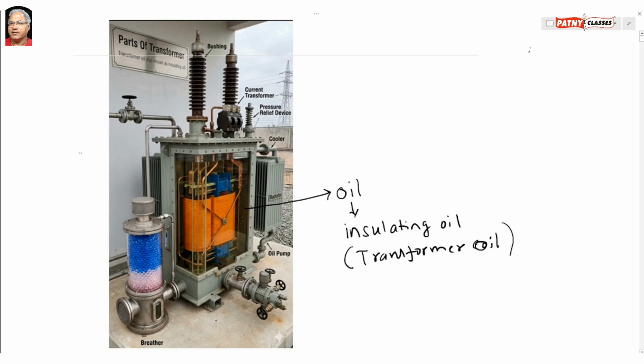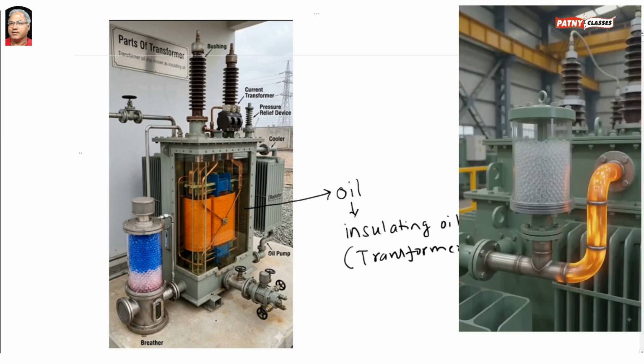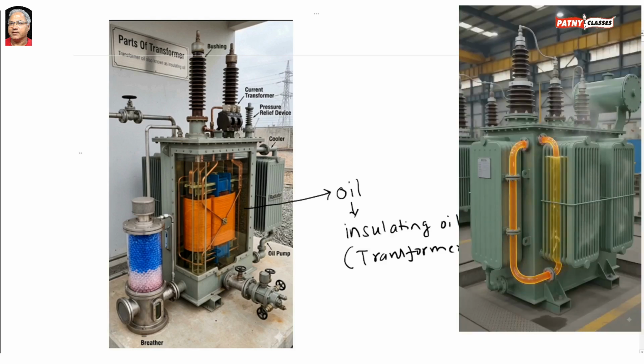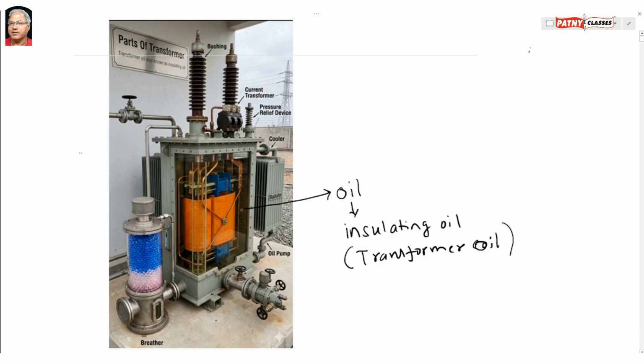You see for the oil there is a cooler, radiator, oil pump, and breather. All the arrangement is there. This transformer oil is also called a coolant of the transformer, or coolant oil. So there are multiple names given to it: insulating oil, transformer oil, coolant oil. In this video I am going to provide you some information about this transformer oil.